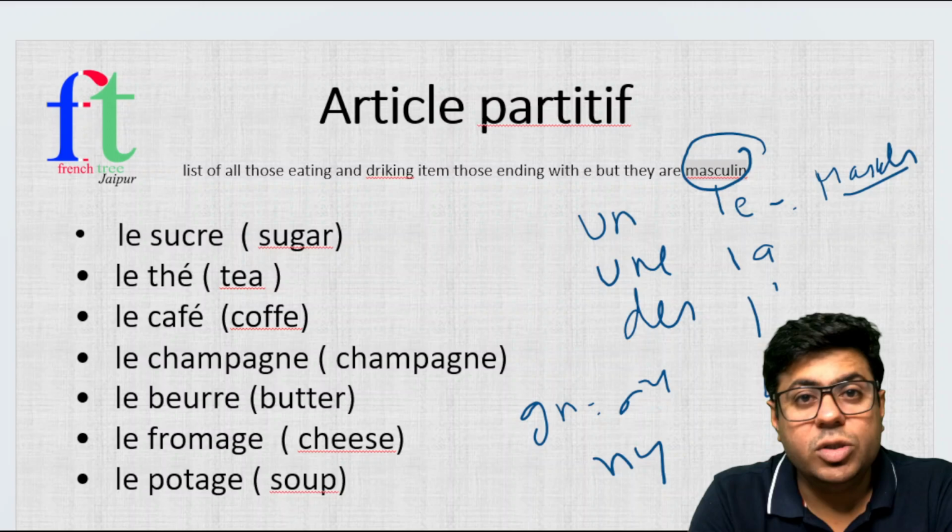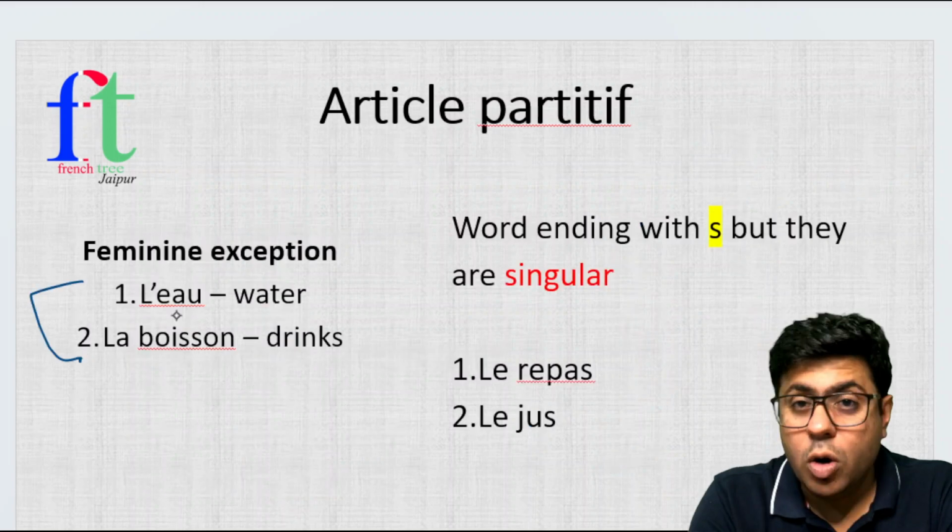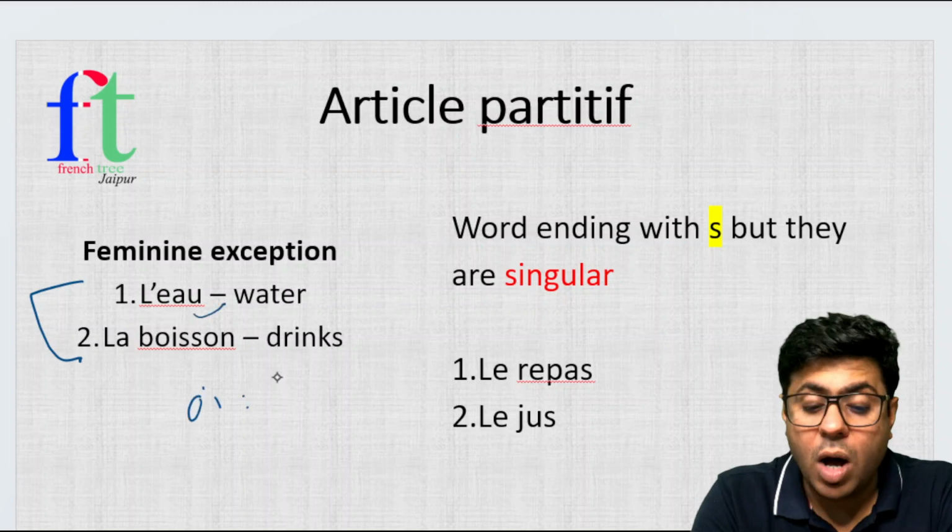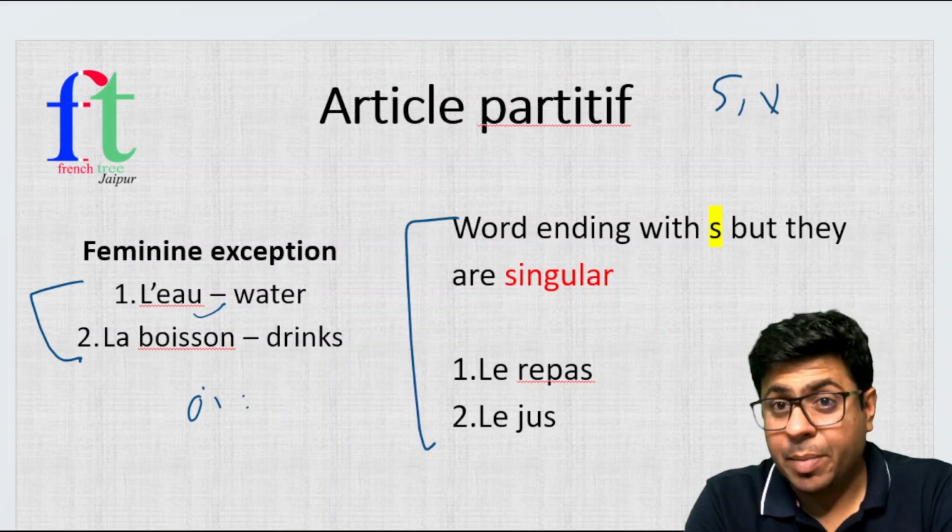So keep in mind. I'll try to pronounce it: l'eau, la boisson. You remember very well, OI is always OA. So, la boisson. In this part, I told you that words ending with S or X are plural.